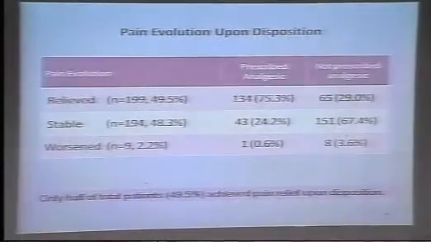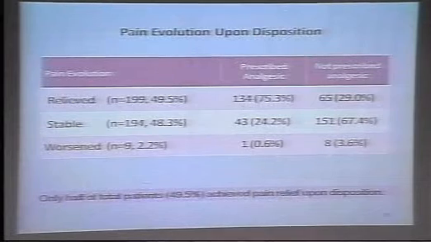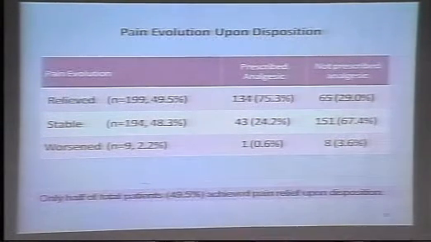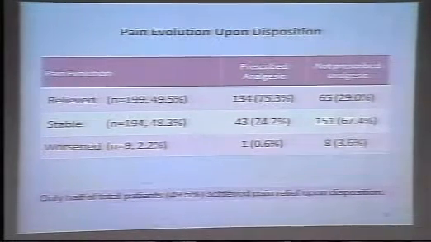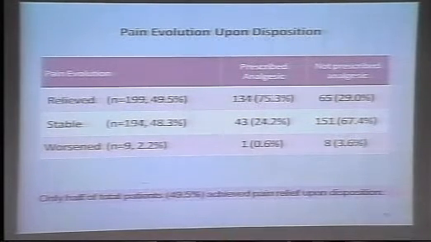So in this study, we can see that only about half of the patients, which is 49.5% of them, achieved pain relief. And the other half had either stable or worsened pain. The majority of those who achieved pain relief came from the group who were prescribed analgesic. And for those who did not achieve pain relief, the majority of them came from those who were not prescribed analgesic.